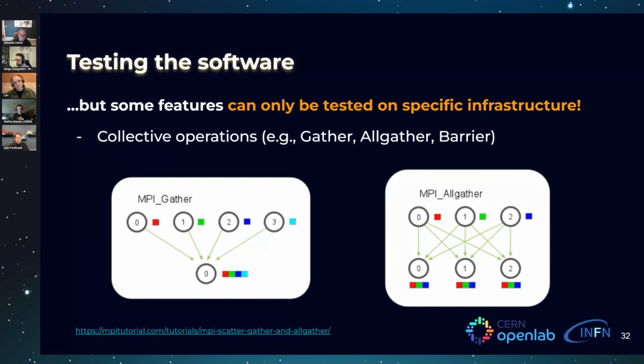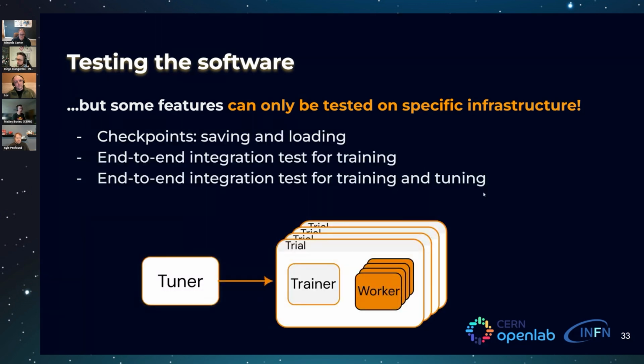Another set of tests that we run is to make sure that the collective operations are actually working. And when we perform a gather operation, the result of the gather is actually the concatenation, if you want, of some variables on all the workers. And similarly for the scatter or other collective operations.